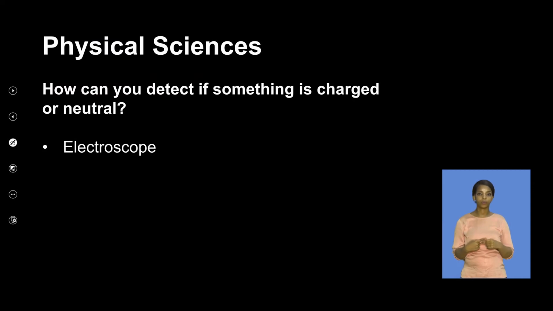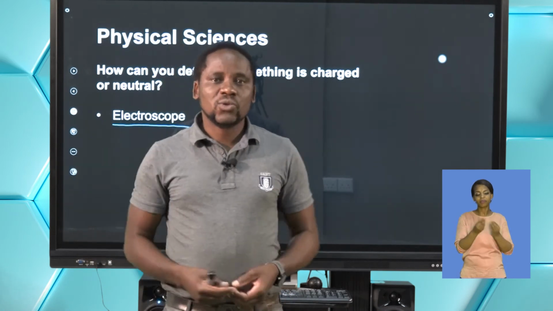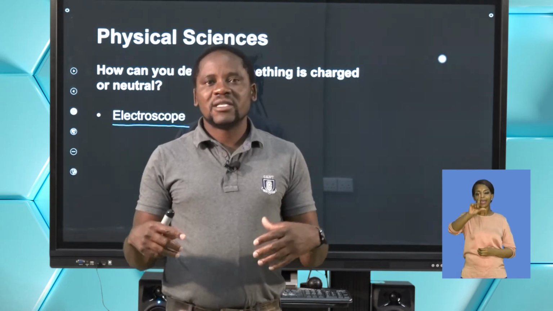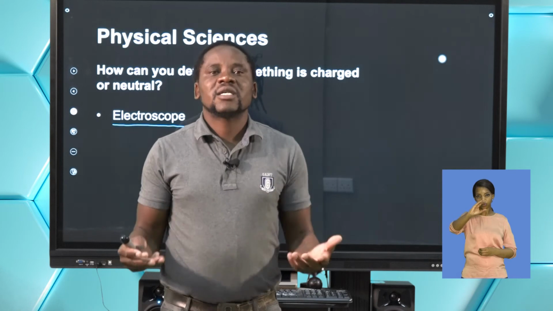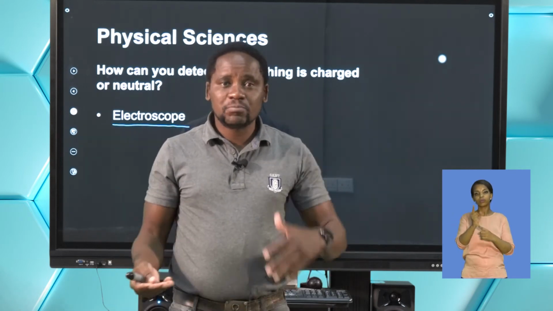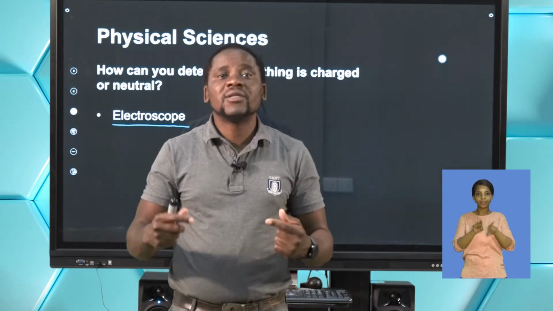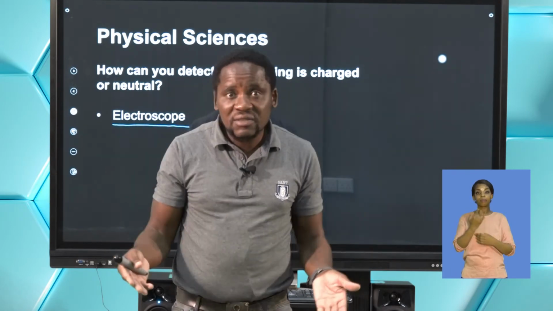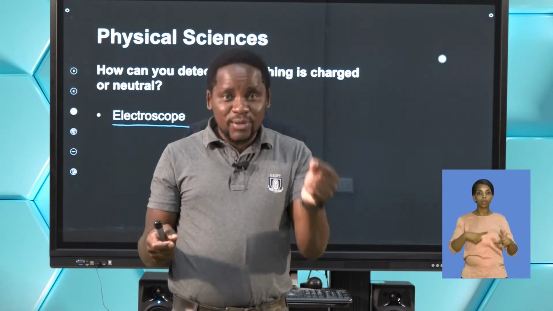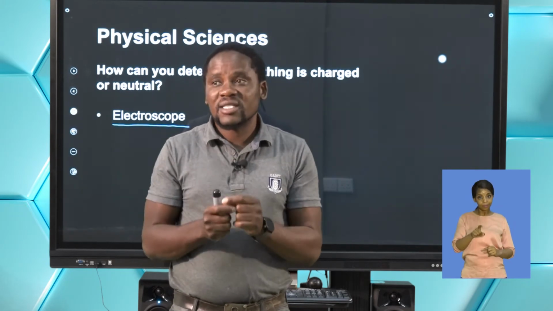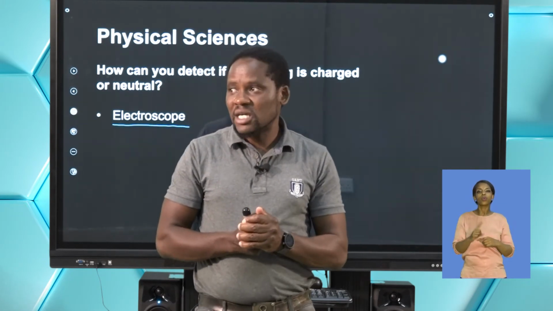Okay, and then how can you detect if something is charged or neutral? There is a piece of apparatus in science that we refer to as a gold leaf electroscope. What it does is demonstrate the interaction of different types of charge: positive and positive repelling each other. The same thing happens with like charges which are negative, while the opposite, the positive and the negative, actually exert a force of attraction on each other, right?